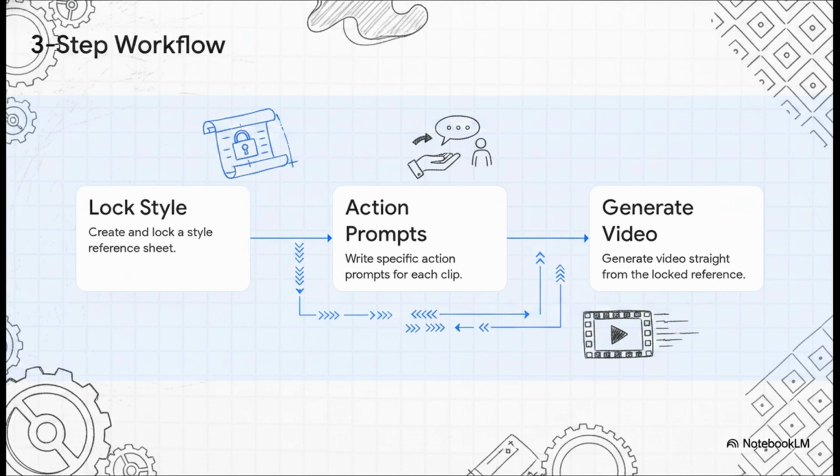Step 2, you isolate just the action block of your prompt. You only change the specific action you want for that one individual clip. Then step 3, you generate the video straight from that locked reference. By using this system, you get incredible visual consistency clip after clip because the AI is just constantly looking back at your foundational style sheet.